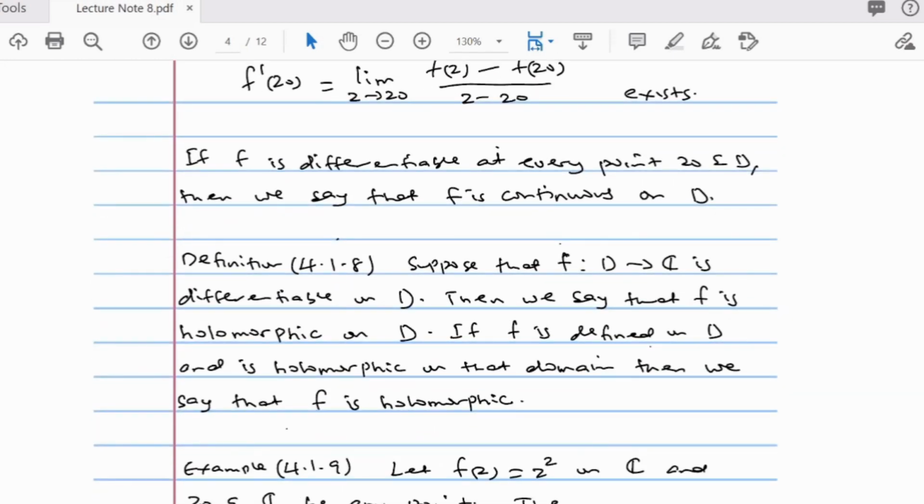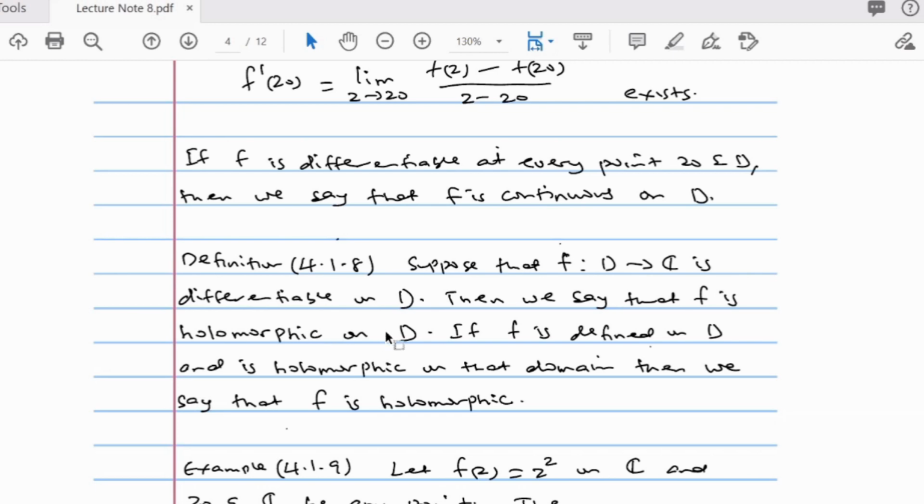Okay. So we want to talk about holomorphic functions. If f is mapping the domain to the complex numbers and is differentiable, then we say f is holomorphic. So holomorphic is the same thing as differentiability. If your function that is defined on a domain, which is a subset of C, is differentiable on the domain, then the function is said to be holomorphic on that domain.